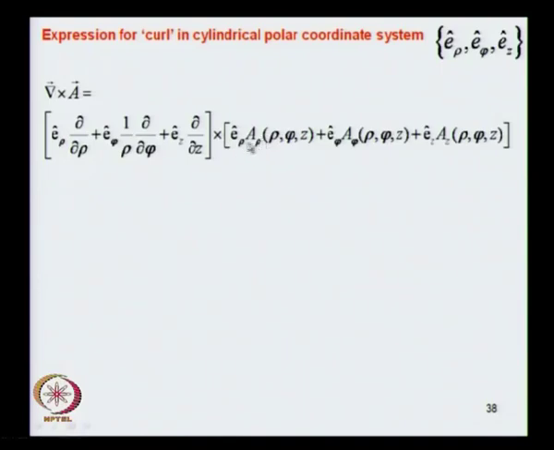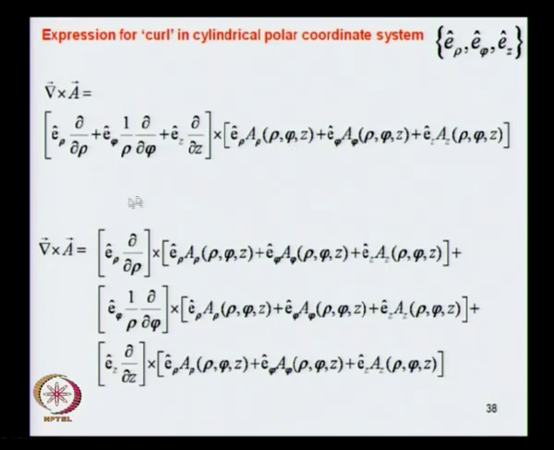So, you have got e_rho a_rho plus e_phi a_phi plus e_z a_z, but then the vector a is a point function. So, each component could be a function of the particular point represented by 3 degrees of freedom in cylindrical polar coordinates. These are the rho, phi and z coordinates. So, this is the quantity you now have to determine.